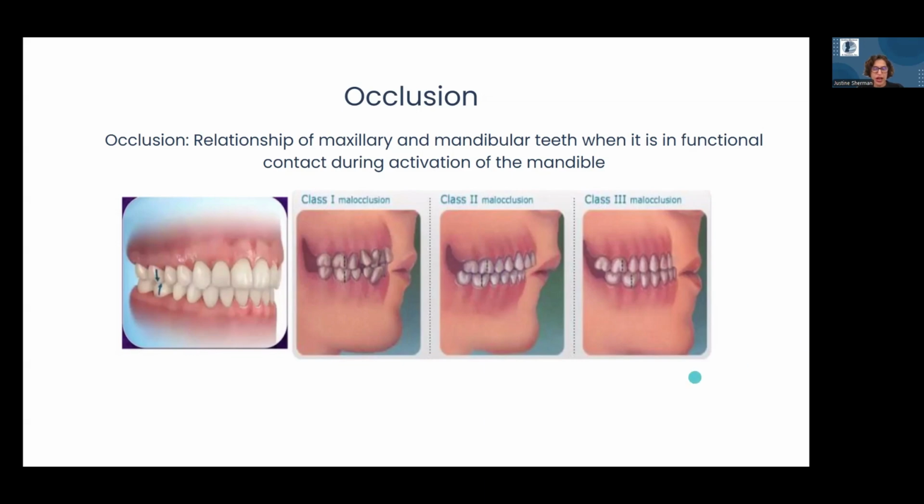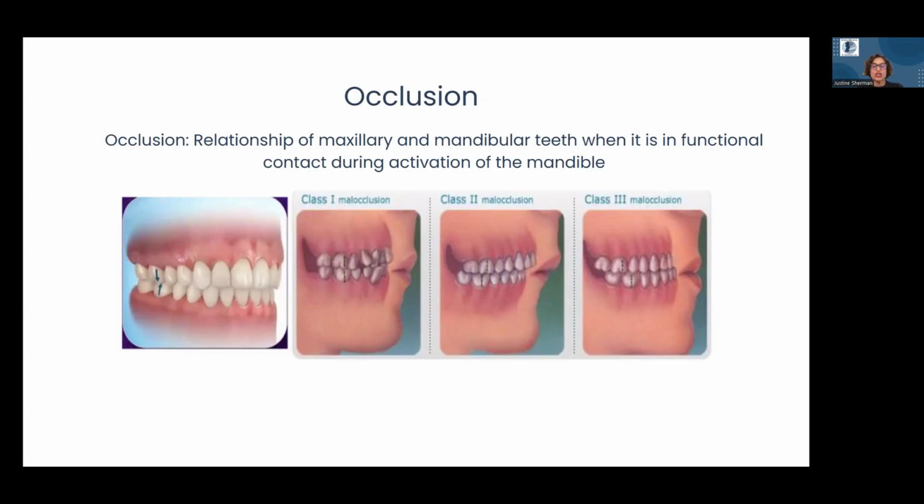So the cusp of the upper first molar should fit into the groove of the lower first molar. And you can see that here, that is right into the groove. And that is a normal bite. So that's a normal class 1 occlusion.